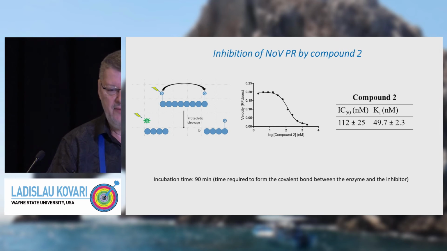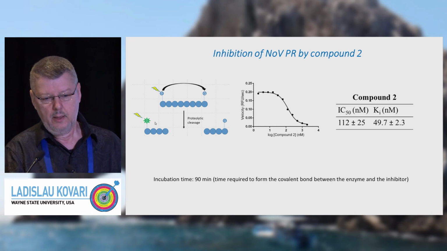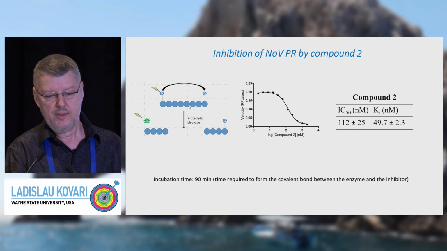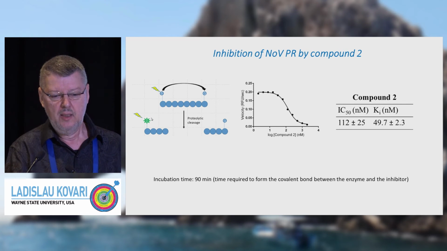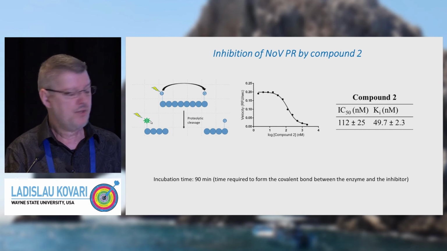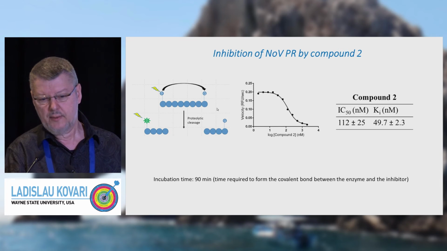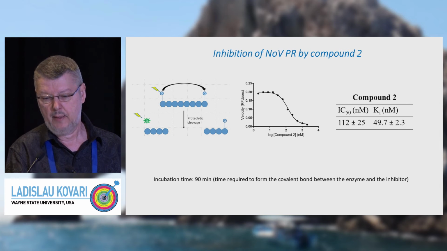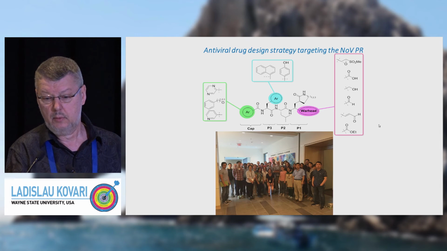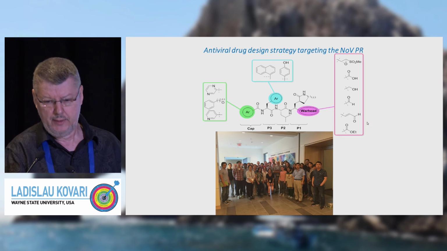We assay the activity using a FRET assay. This is the substrate. When it's cleaved, then we measure the increased fluorescence, and based on this assay, we evaluate the IC50. So this particular compound has 50 nanomolar enzyme activity.